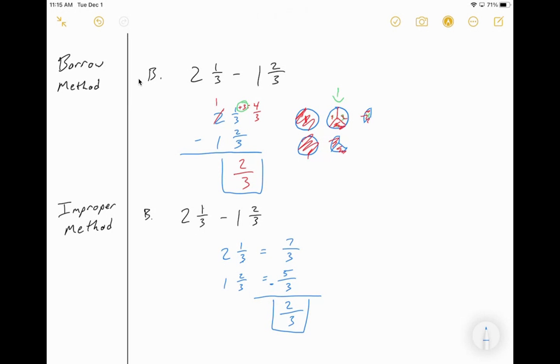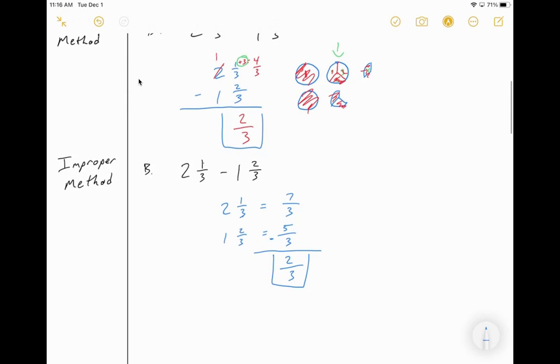All right, so most of you are probably thinking, ooh, Mr. Leong, the improper method is way better. I like that one. It's less confusing. Let's give the borrow method a chance. I think some of you will actually like that one a lot better. Okay, so those are the two different methods. Let's do a problem where we do both methods side by side, and then after that, you can choose which one you like, all right?